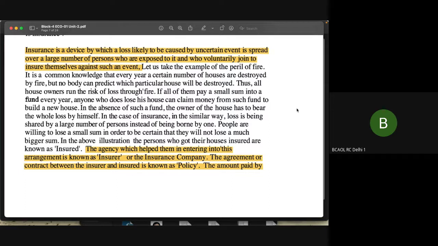My agent from IndusInd Bank told me that this policy is only for 5 years. You can withdraw your money after 5 years. You are supposed to pay only for 3 years.